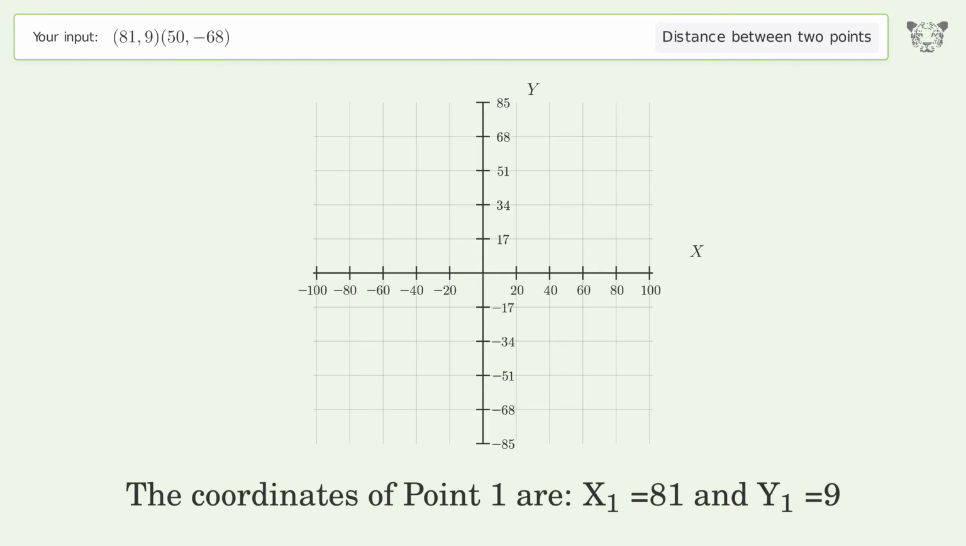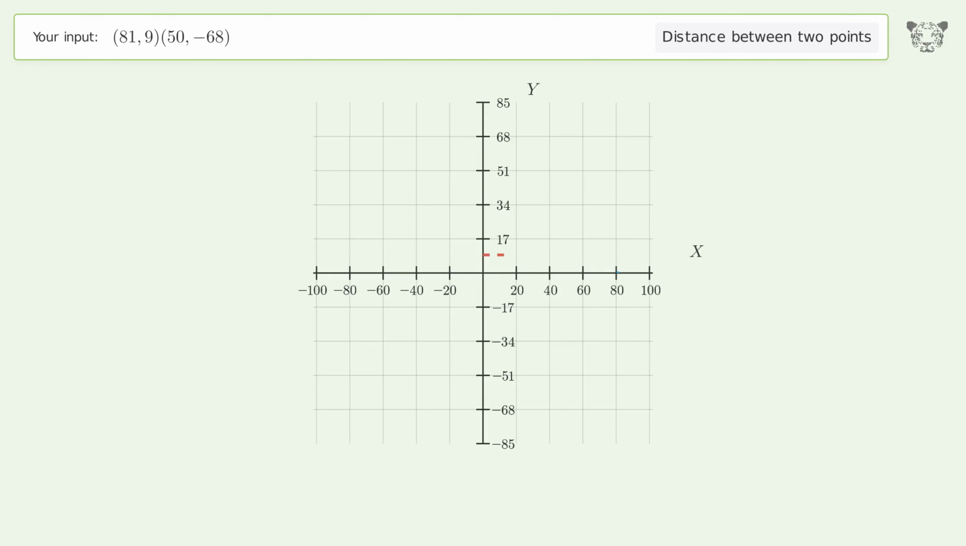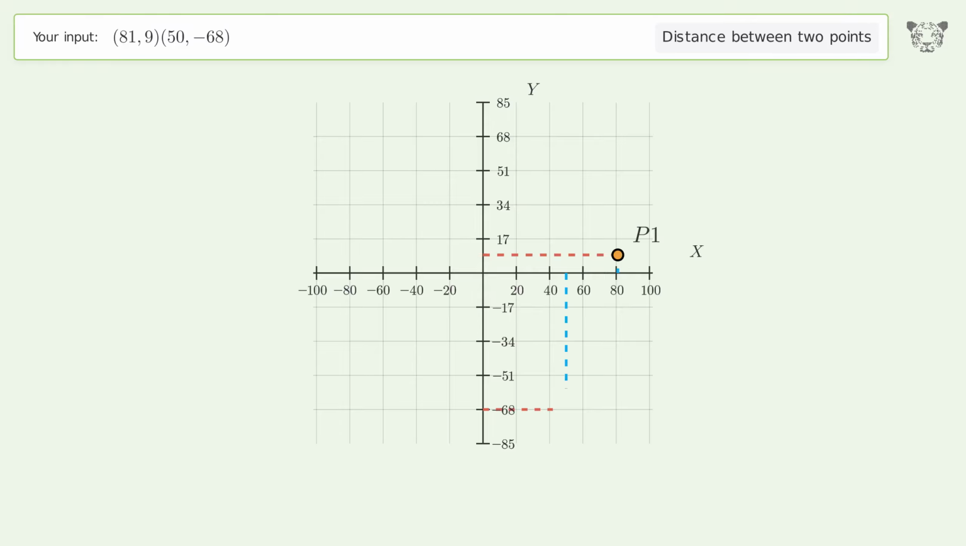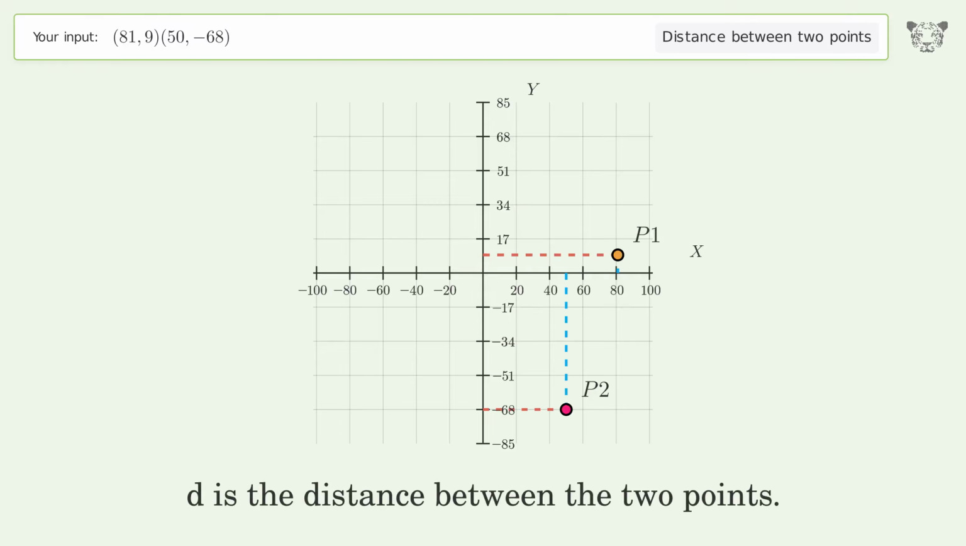The coordinates of point 1 are x1 equals 81 and y1 equals 9. The coordinates of point 2 are x2 equals 50 and y2 equals negative 68. D is the distance between the 2 points.